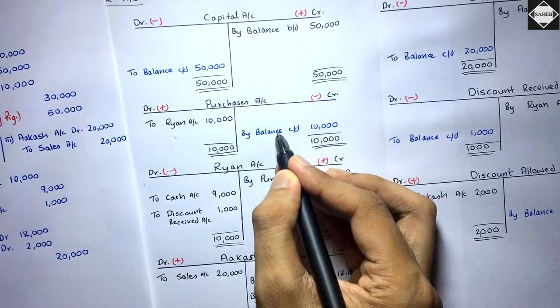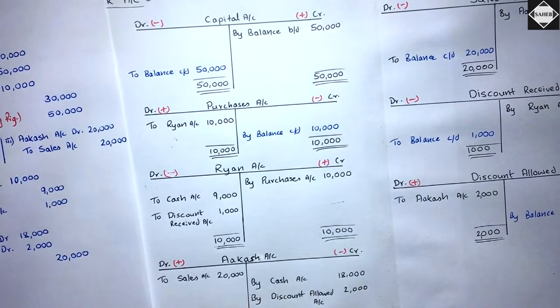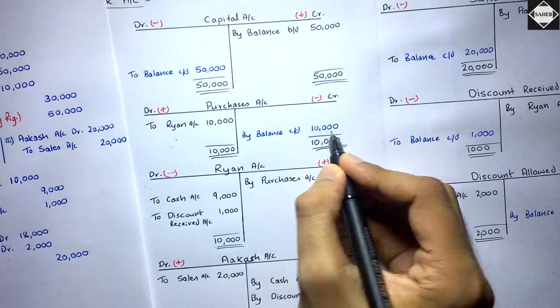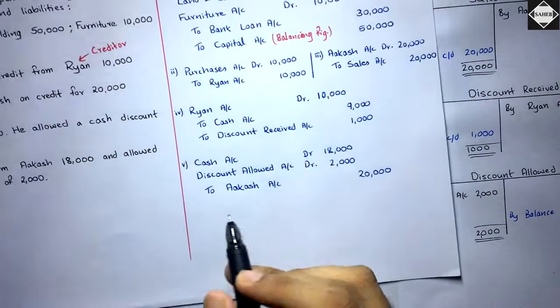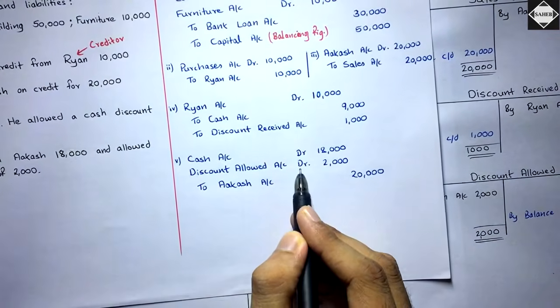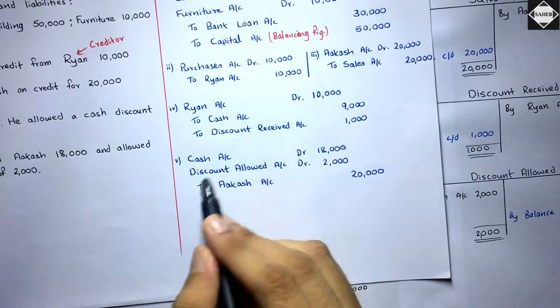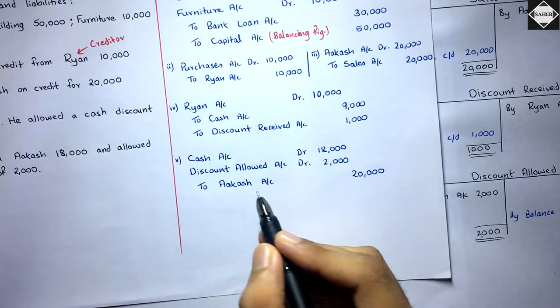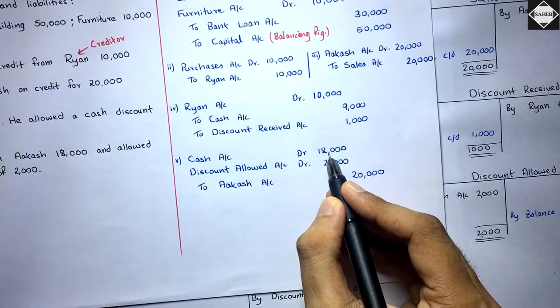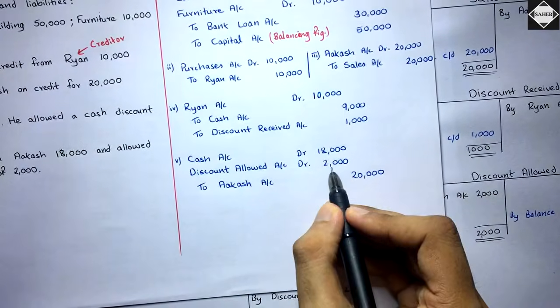The logic of this is that in this year we have made this much purchases, 10,000 worth of purchases. Yeah, that's the interpretation. Fine. Now let's move on to the next entry. See here, cash account debit, discount allowed debit to Akash account. Now here what is happening? We have received money from Akash, but we have received only 18,000 because we have given him discount of 2,000.